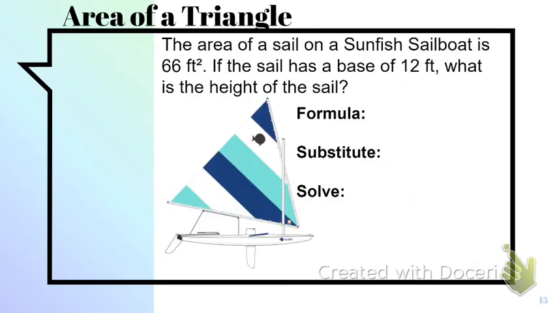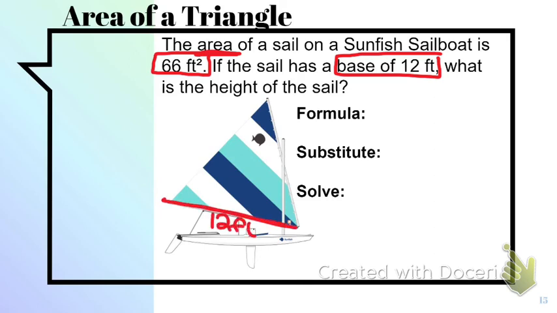For our final question today, the area of a sail on a Sunfish Sailboat is 66 feet squared. If the sail has a base of 12 feet, what is the height of the sail? This is a different kind of question because we're actually given the area. You can see this is 66 feet squared, and that feet squared definitely tells us it's area, plus it says the area of. The next thing I know is that I have a base of 12 feet. What I like to do is label everything I know. I know this is 12 feet, so go ahead and get that labeled. Also, off to the side, I would probably just state, I know the area is 66 feet squared.